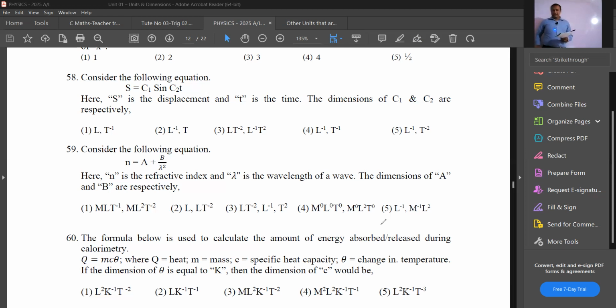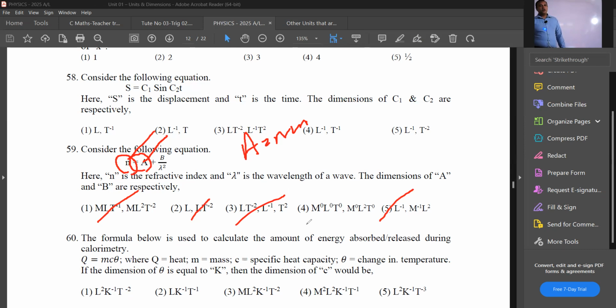Another thing, this refractive index doesn't have a dimension. So A should be a numerical value, because N is a numerical value. Each and every term should have the same dimension. So A is a number, and if A is a number, it doesn't have a dimension. So this one can be rejected, this one can be rejected. The remaining one is this one.